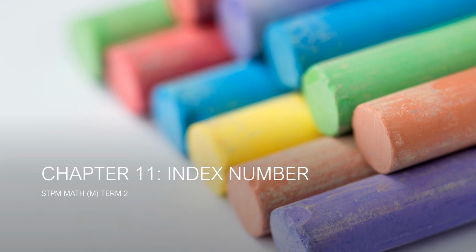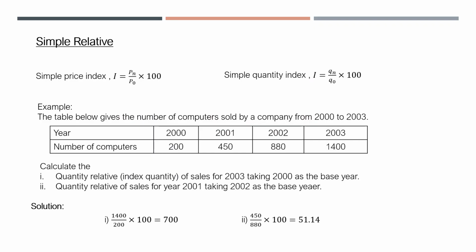Chapter 11, Index Number. This is the easiest chapter, we can say the easiest chapter in term 2. You just have to memorize the formula. So we start from the first one, simple relative. Simple price index, and this is the formula. Simple quantity index, this is the formula.